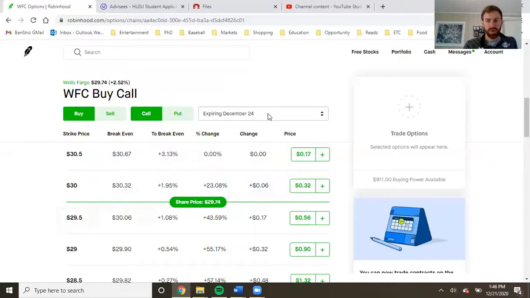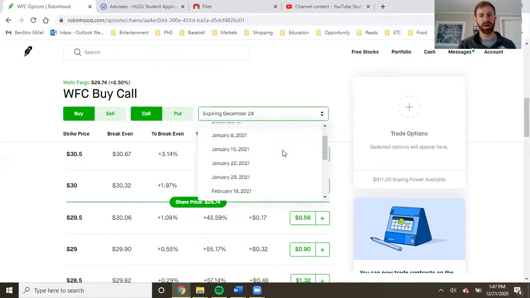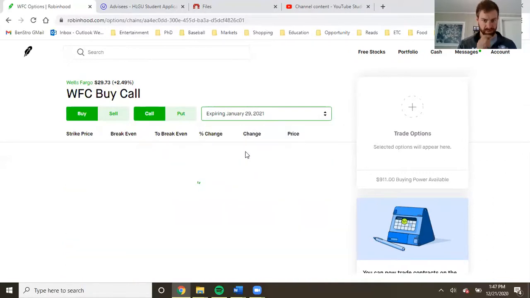Okay, so all of these options expire December 24th, which is 3 days from the time when I'm recording this, and so it's not really a good idea. It's a risky idea, I should say, to buy call options or puts or any options that have a shorter time frame. The longer time frame will cost you more, but you're going to have more of a right to future growth, because growth usually takes time in a stock. So let's say we wanted to go out 1 month, a little bit more, to January 29th.